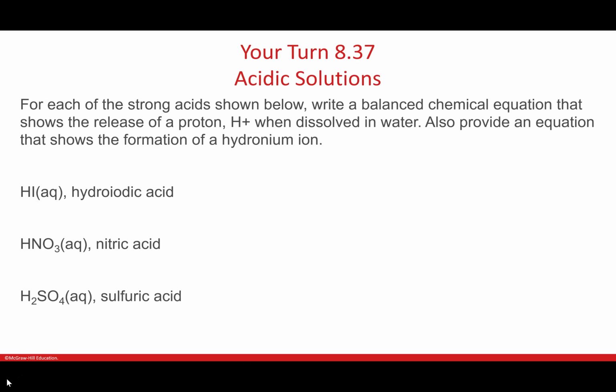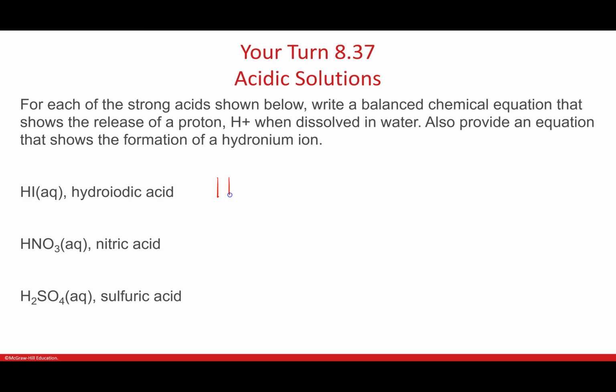So let's see how we do with these. We're supposed to go ahead and, for each of the following, write a balanced chemical equation that shows the release of a proton when dissolved in water. And then also go ahead and show the formation of hydronium ions. So let's do like we do sometimes, going around.